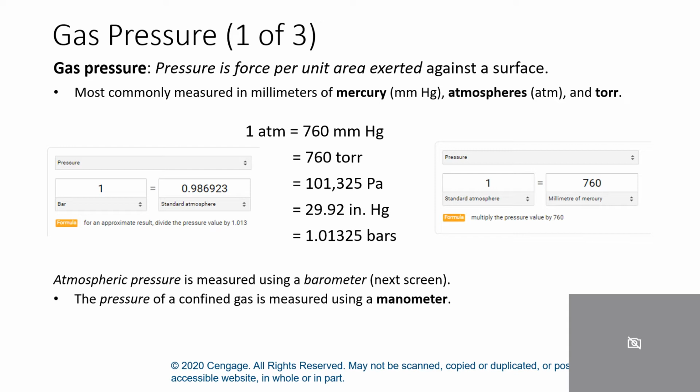So now you've got 3 equivalent definitions of atmospheric pressure. Of course, indirectly, 1 torr would equal 1 millimeter of mercury. That's not stated here; I'm just taking it to the next step. It's okay to think past what you see on the slides.